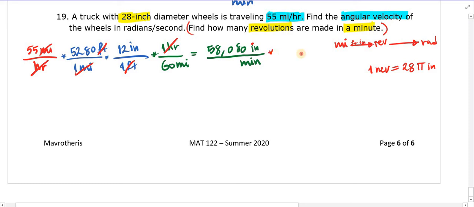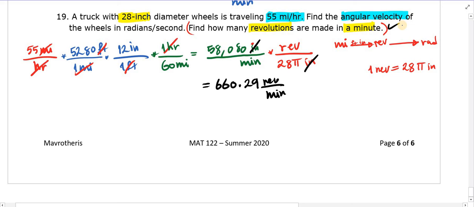So here I can multiply. I need to remove the inches, so the inches has to go in the denominator. So 28 pi inches are in 1 revolution. And then inches is going to cancel with inches. And you will have this number divided by 28 times 3.1415, which is pi, and that is going to give me a final answer of 660.29 revolutions per minute. Now this is the second part I answered.